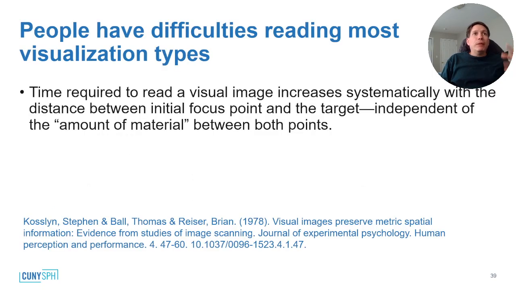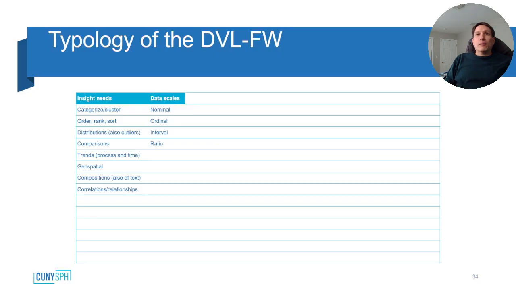But definitely people have difficulties reading most visualizations, and that's a reality. The time required to read visual images increases systematically with the distance between the initial focus point and the target. And that's independent of the amount of material. Okay? And look, these are studies really. And what does it mean? The way that you present the data is going to influence the result.